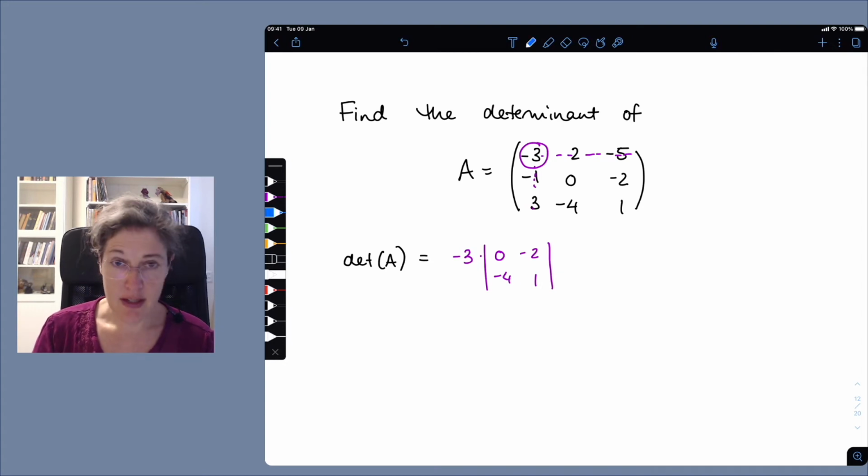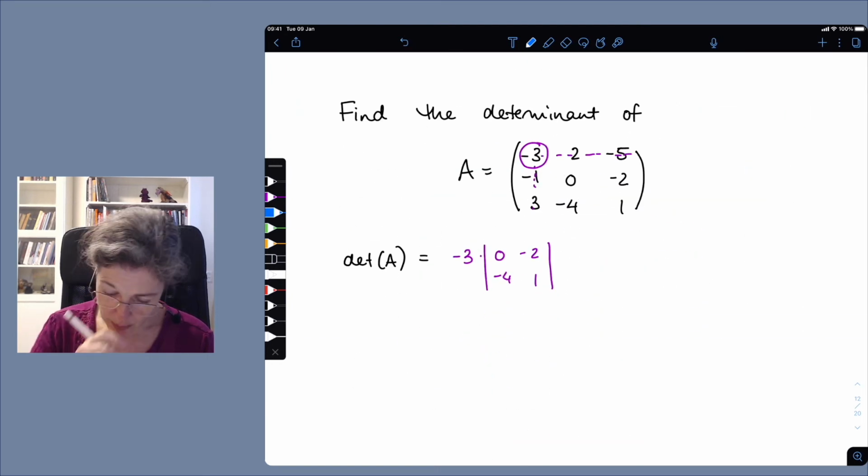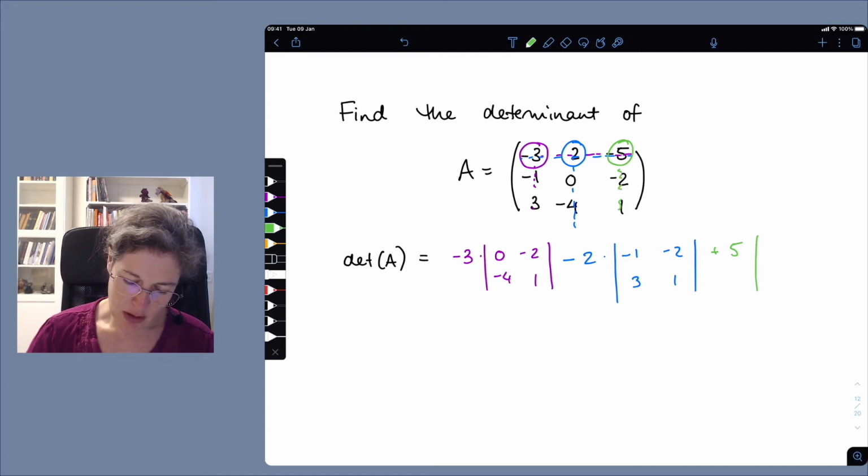And now the important thing to remember here is this minus sign. So now we've got minus B, so that's going to be minus 2 times, and now we ignore everything in this first row, second column. So we've got the determinant of minus 1, minus 2, 3, 1. And then finally, we want to have plus 5. And we ignore everything in that column, that row. So that gives us the determinant of 1, 0, 3, minus 4. Okay, so it's a bit tedious, but let's keep going.